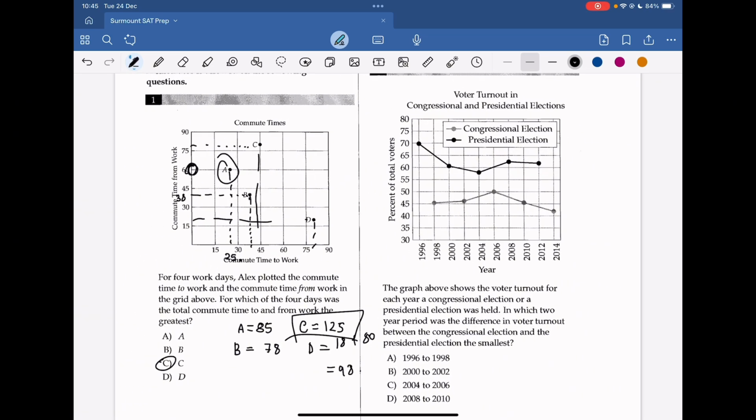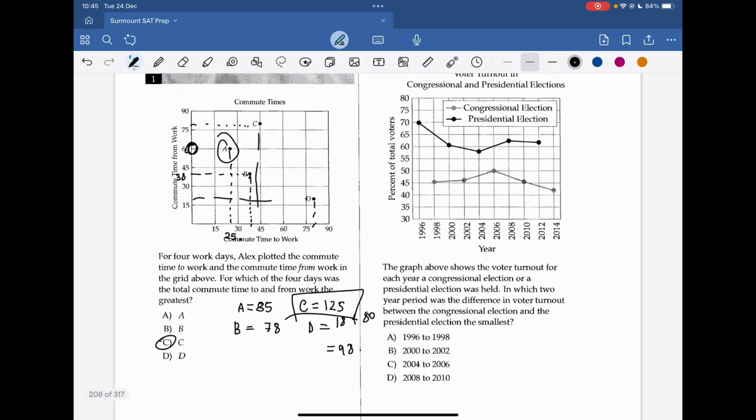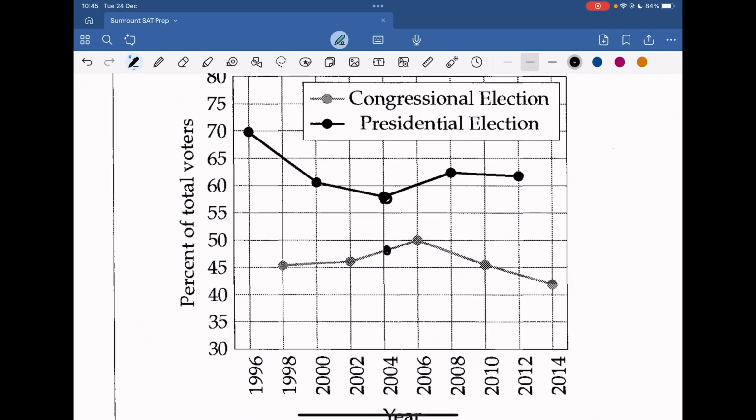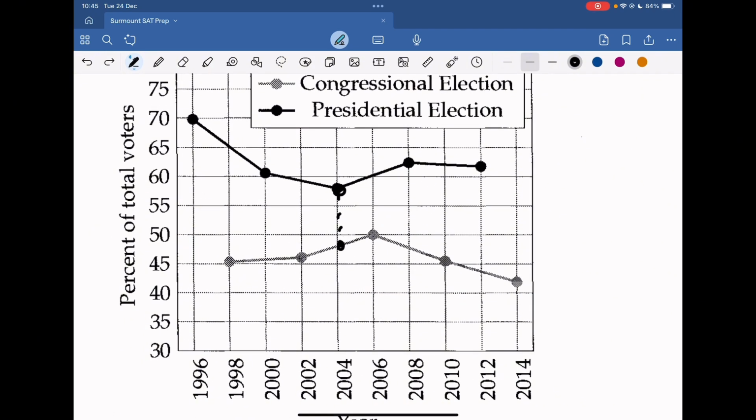Second question. The graph above shows the voter turnout for each year a congressional election or presidential election was held. In which 2-year period was the difference in voter turnout between the congressional election and the presidential election the smallest? To find the smallest distance, if you look at the graph here, we need to see where the intersection points between the 2 graphs are the shortest.